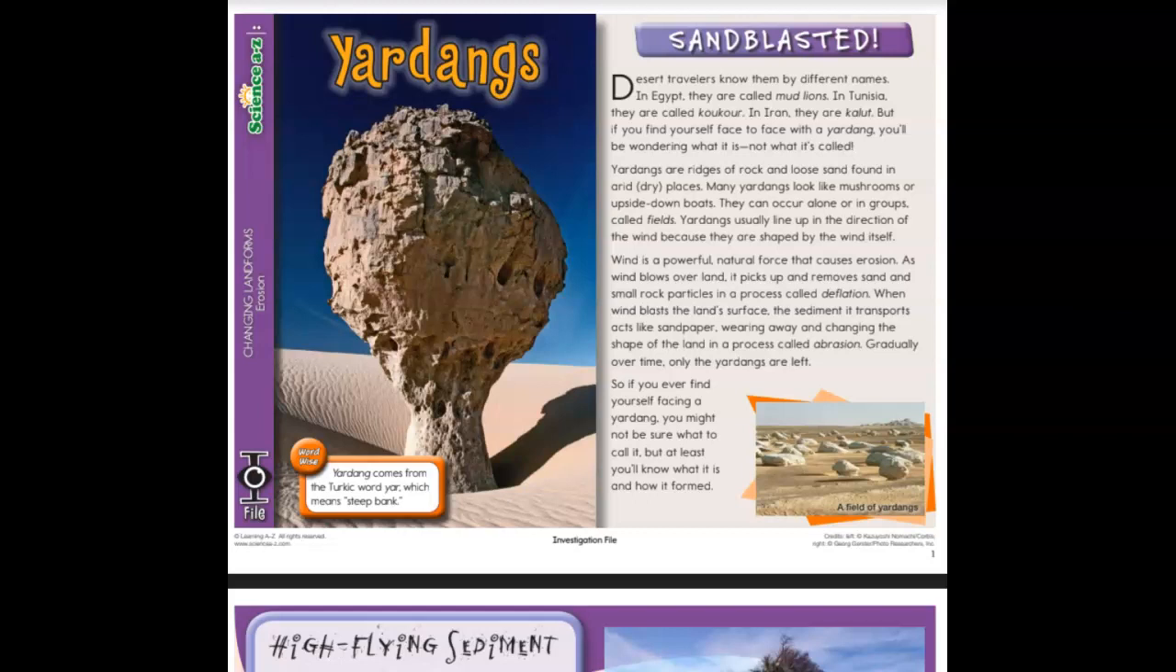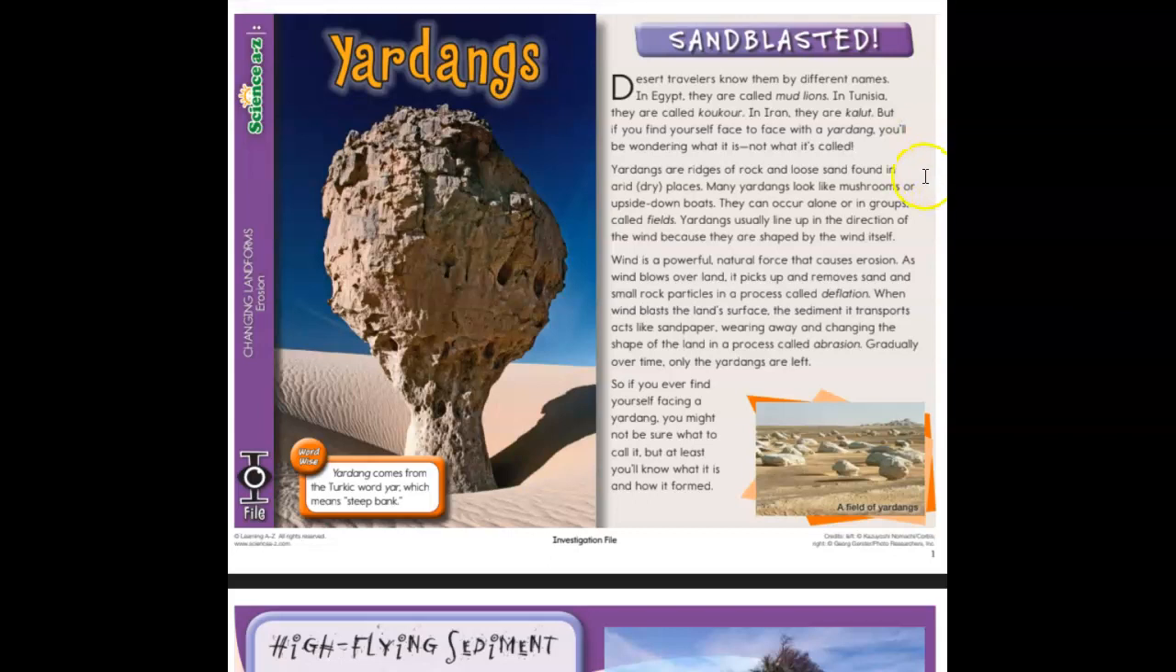All right, Yardangs, sandblasted. Desert travelers know them by different names. In Egypt, they're called mud lions. In Tunisia, they're called koarkour. In Iran, they're called kalut. But if you find yourself face to face with a yardang, you'll be wondering what it is, not what it's called.